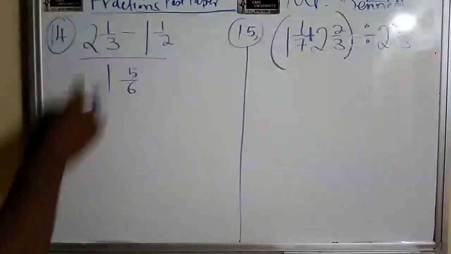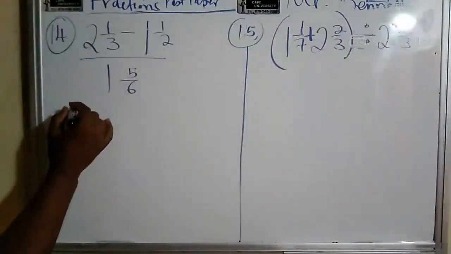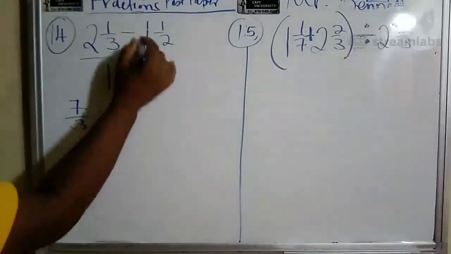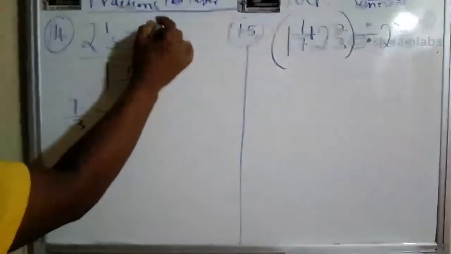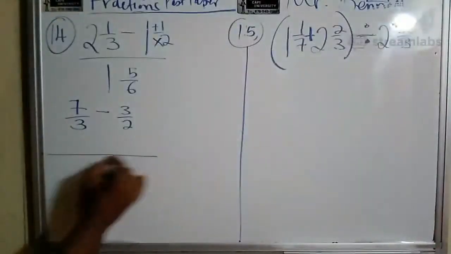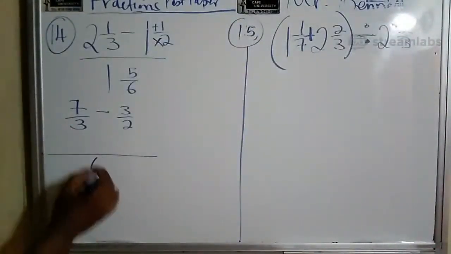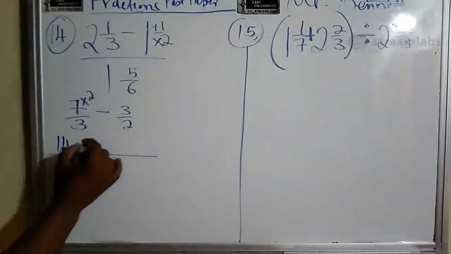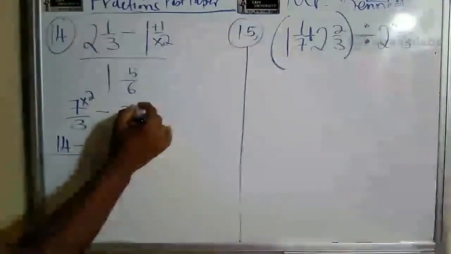Alright, so we do the top first. It's 2 times 3, that's 6, so that's 7 over 3, minus 1 times 2, that's 2, plus 1, that's 3 over 2. So we'll find the LCM, which is 6. 3 into 6 goes 2 times. We multiply it by the numerator. 2 into 6 goes 3 times.